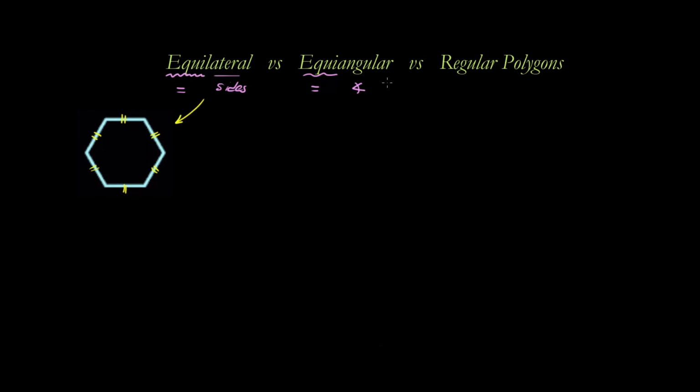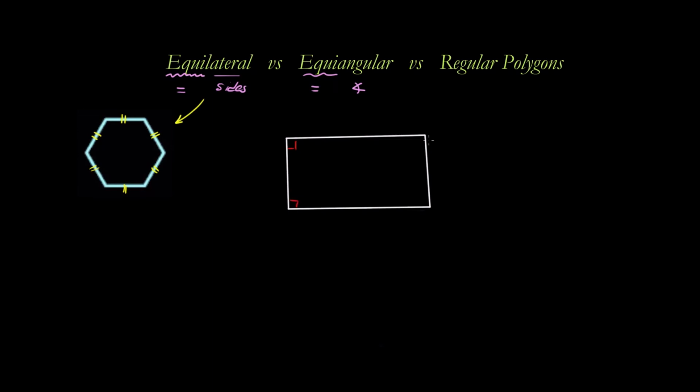Okay, now equiangular means all the angles are the same. So let me draw over here. I'm going to try to draw, and now you have to take my word for it here. This is a rectangle. A rectangle, if you remember, looks like this, and it has all 90 degree angles.